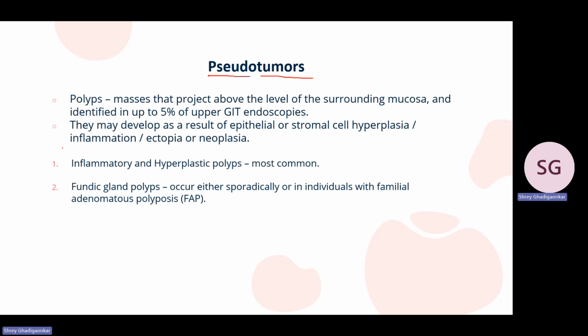As we know, there are two types of pseudotumor. They may be either inflammatory or hyperplastic, which is the most common, or they may be fundic gland polyps. These can occur sporadically or in individuals with familial adenomatous polyposis, which is a genetic condition. It's important to note that macroscopically, pseudotumors and tumors are difficult to differentiate just by looking at them, and therefore in almost all cases you need to do a biopsy.